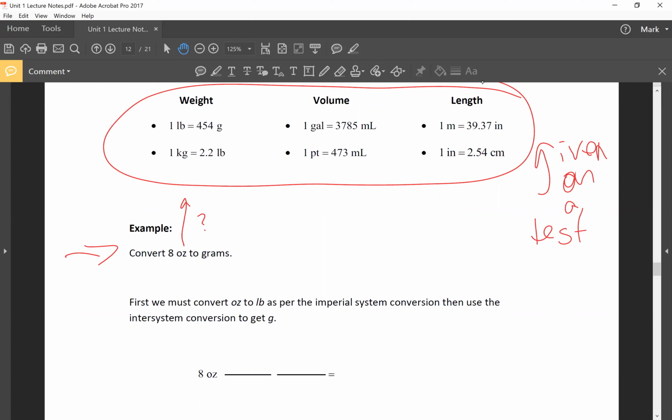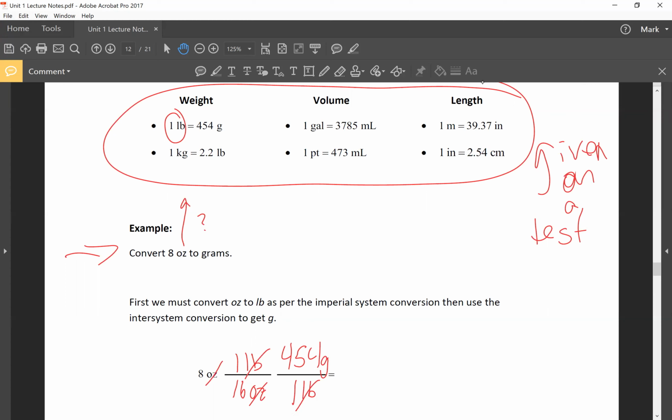There are no ounces, but I know that there are 16 ounces in a pound. So the first thing I'm going to do is convert ounces into pounds. So 1 pound is equal to 16 ounces, and my ounces will cancel. And now that I know pounds, I can convert it into grams.